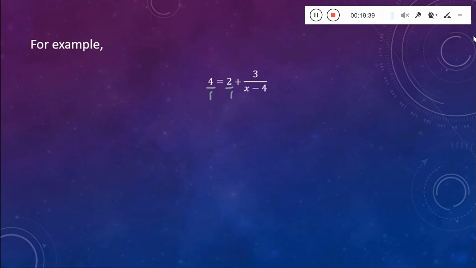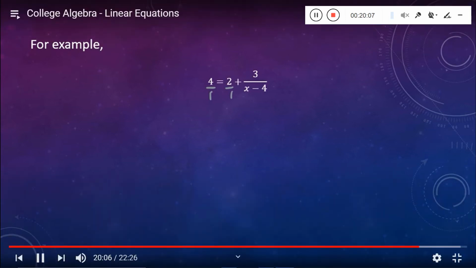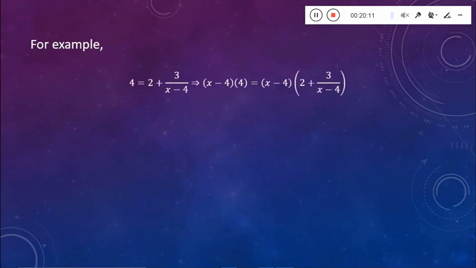I'm going to multiply on the top of each side, or just multiply each side, by the quantity x minus 4. Technically, the other two terms there are fractions, but the bottom is 1, and that's not going to change anything. So just multiply on both sides by x minus 4. And when we do that, we're going to get this step right here.